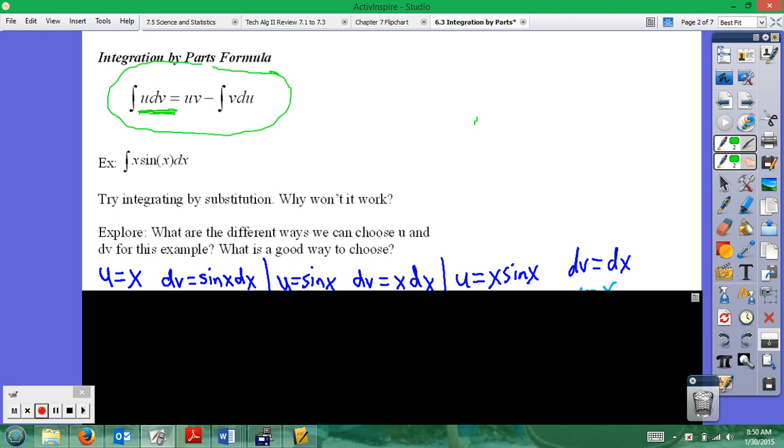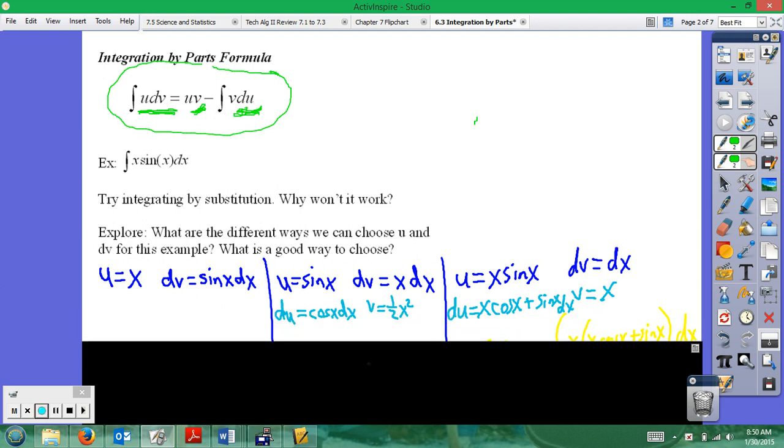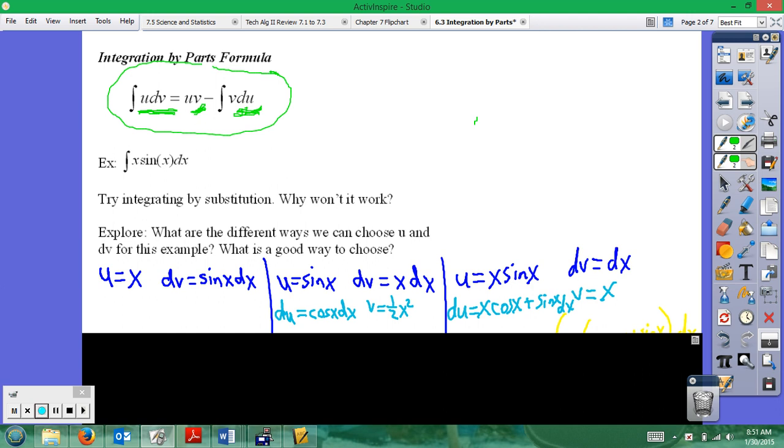We start with a u and a dv, but to use the formula, at some point we need a du, and at some other point we need a v. So whatever we pick here, we've got to go and then figure out its counterpart. Okay, so look at the second and the third options here.